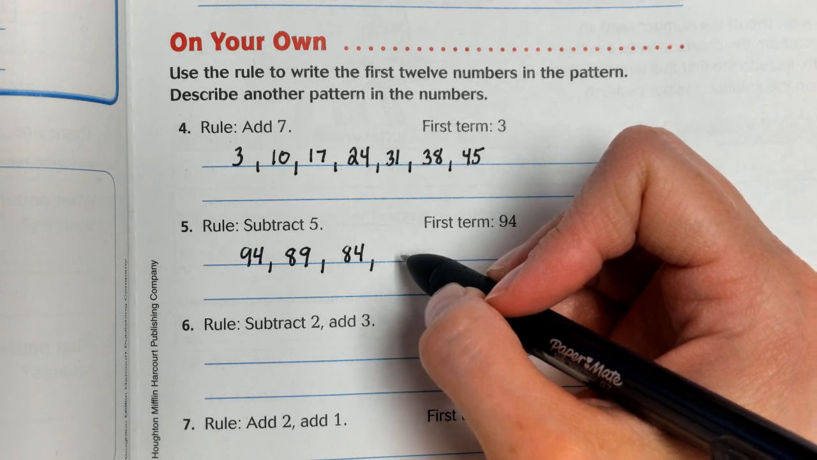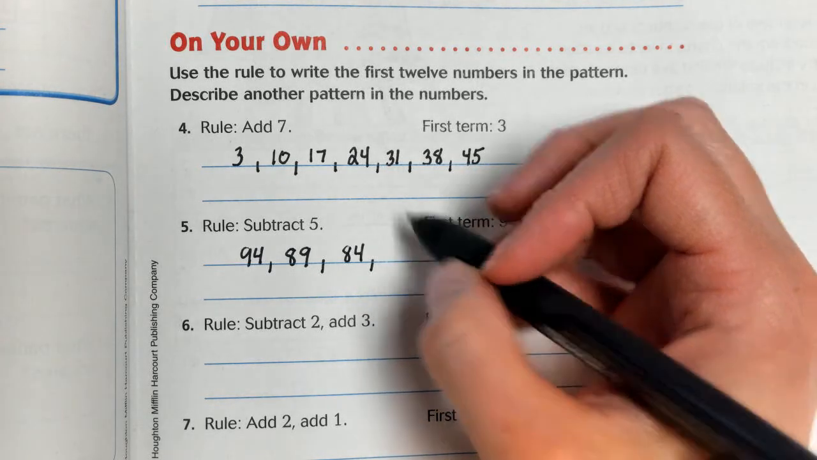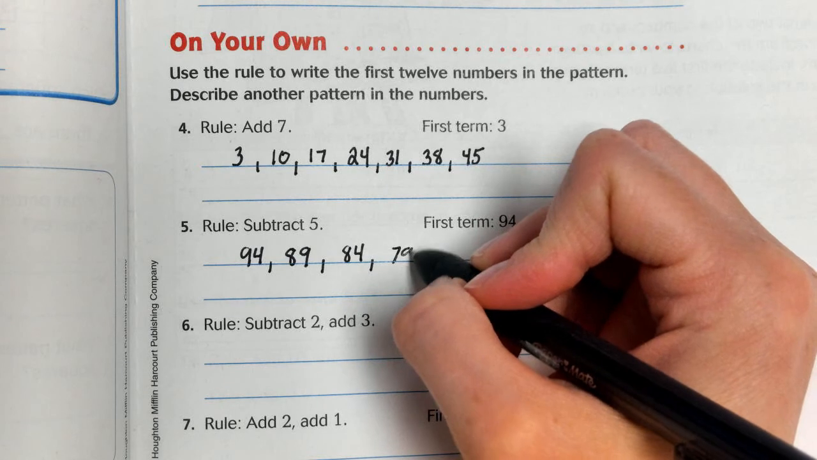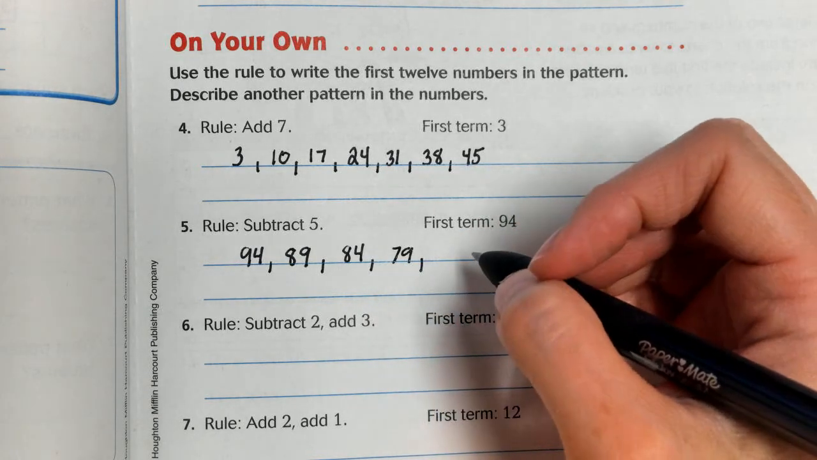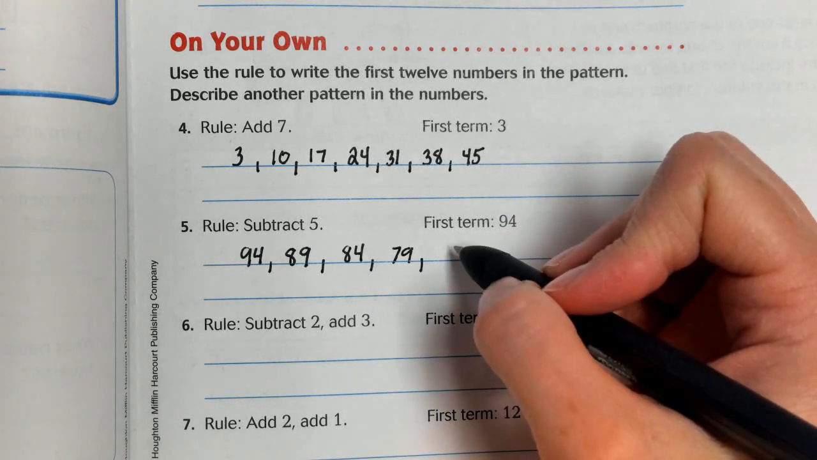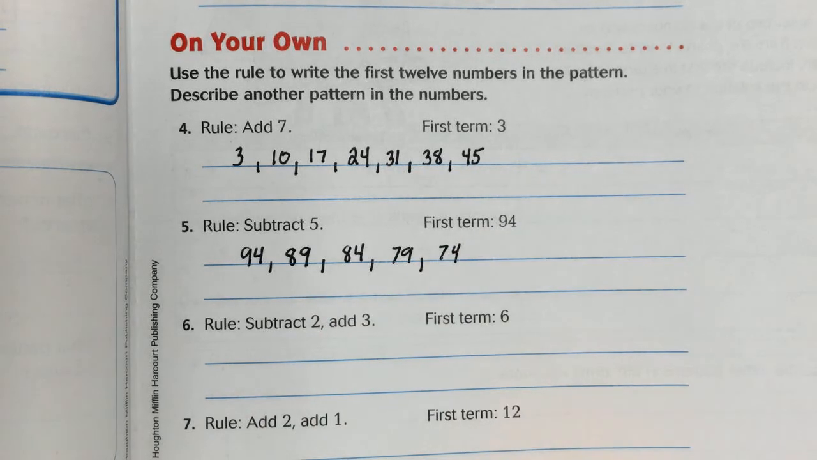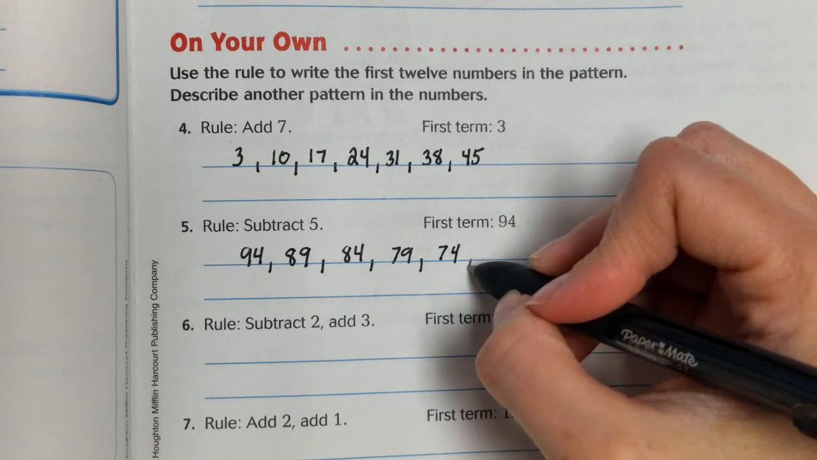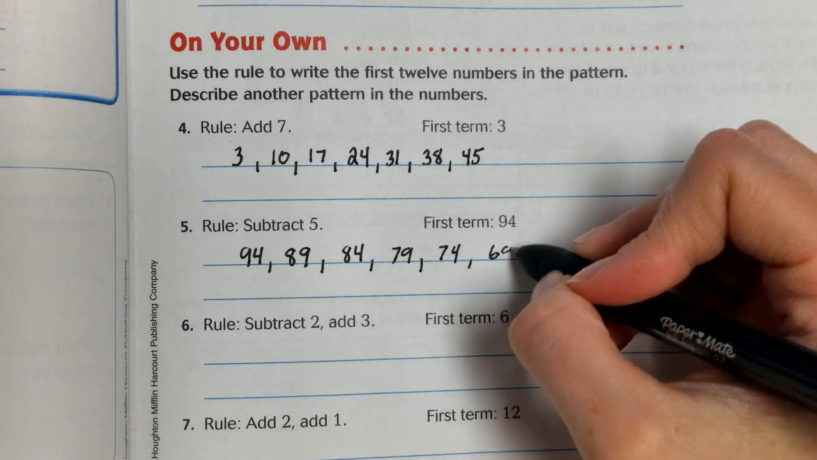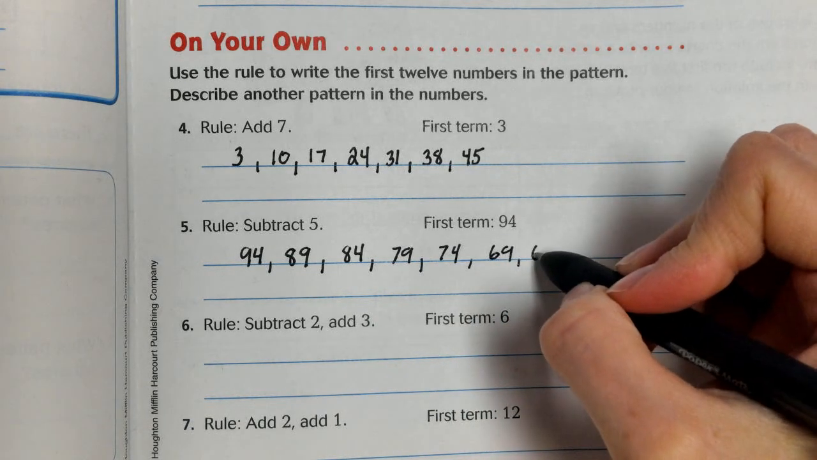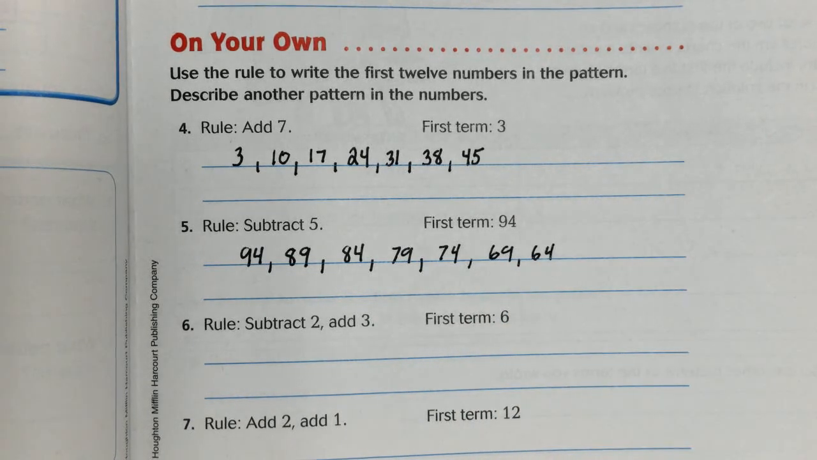Yep. What's my next number? 79. What's my next number? 74. Do you see there's another pattern developing? What's my next number? 69. What's my next number? 64. All right.